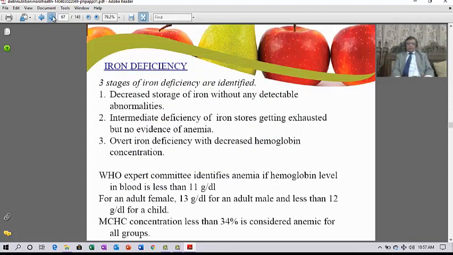Now iron deficiency and its detection are very important. There are three stages of decreased storage. The first, or initial, stage is decreased storage of iron without any detectable abnormalities. If you do screening or get a test done, you can find out that your iron stores are depleting; otherwise, no. Number two, intermediate deficiency: iron stores getting exhausted but no evidence of anemia.